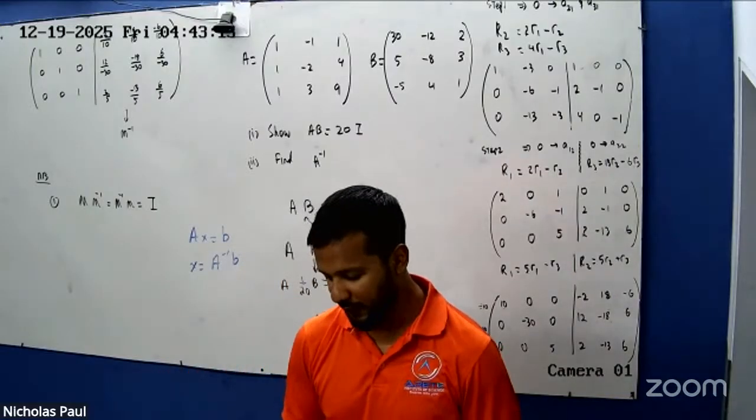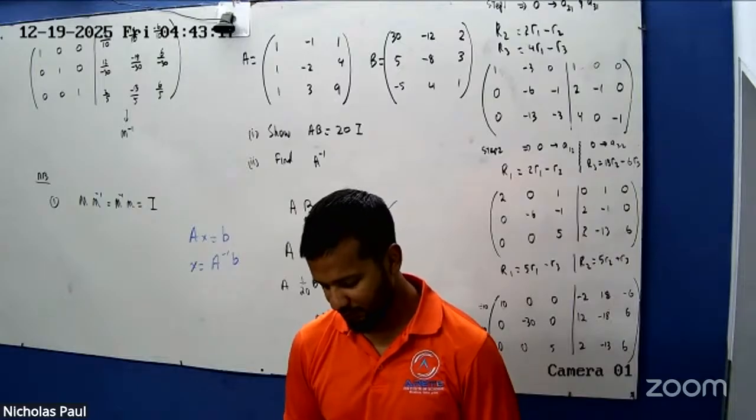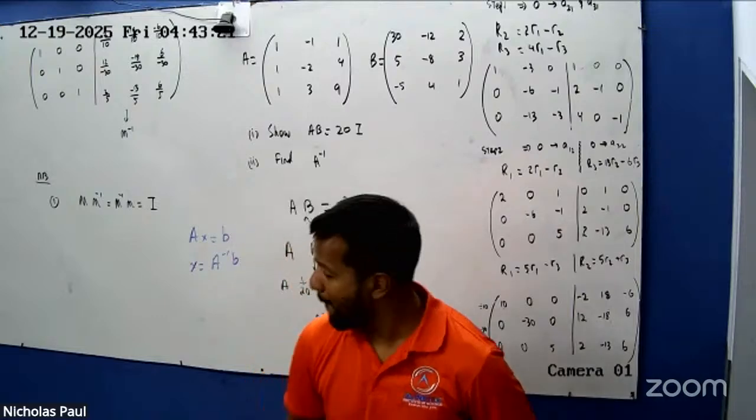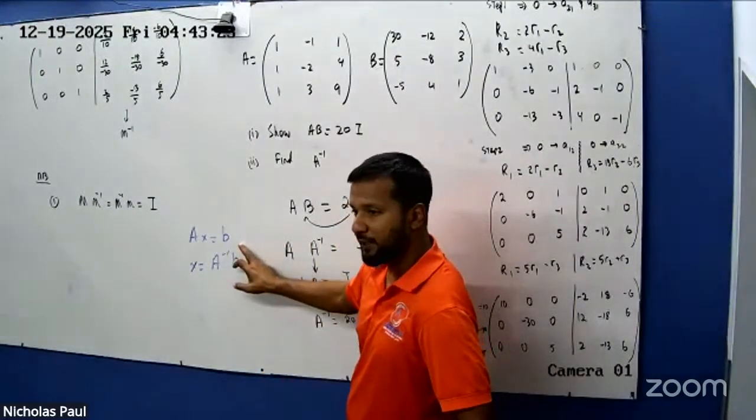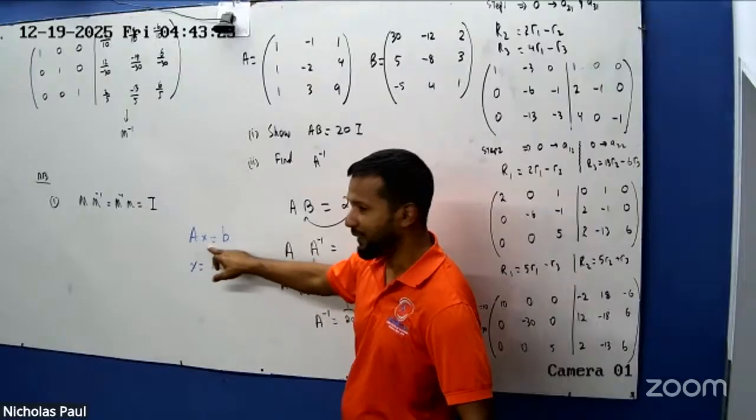So AX equals B and X equals A inverse B. Whenever you have a 2 by 2 matrix, you can write it like this.